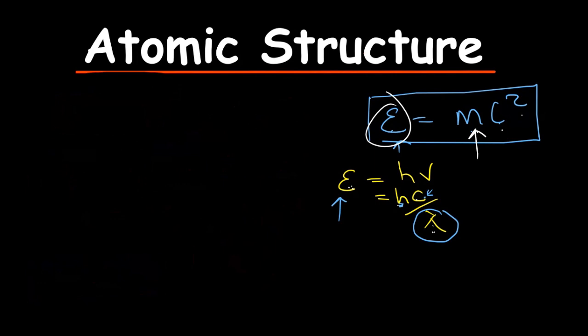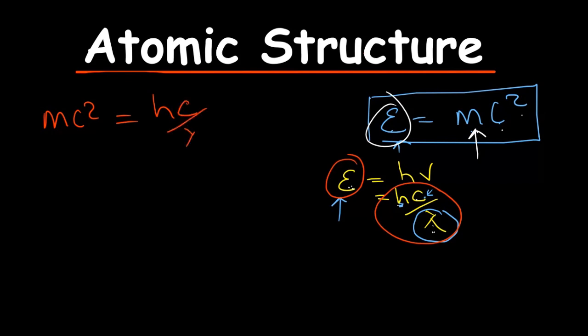So we're saying energy is equal to mc squared, and again this same energy is equal to hc divided by lambda, so we can equate them there. Then we make m the subject of the formula, so we divide both sides by c squared. So what we are going to get is hc over lambda divided by c squared.